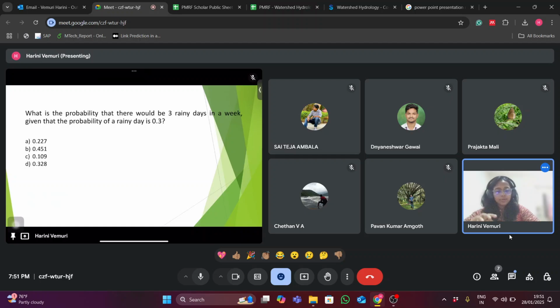The next question: what is the probability that there would be 3 rainy days in a week, given that the probability of a rainy day is 0.3? As we discussed, the binomial distribution deals with r number of successes that have occurred in n number of trials. A week has 7 days. Here we want to find the probability of rainfall occurring on 3 days out of 7 days.